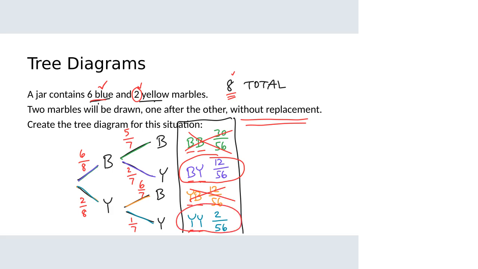So I could have the second one yellow this way or this way. So I need to add those two probabilities together. 12 out of 56 plus 2 out of 56. The probability that the second one is yellow is 14 out of 56.